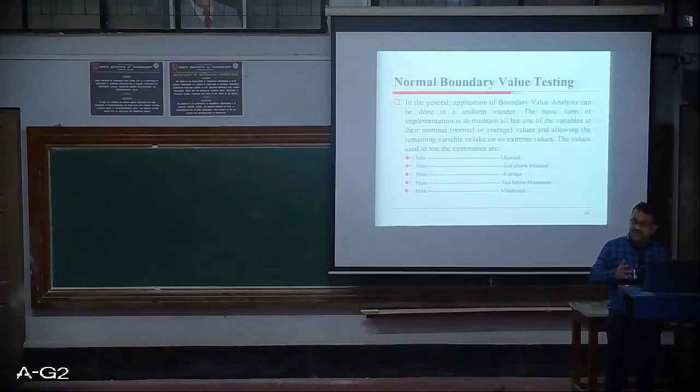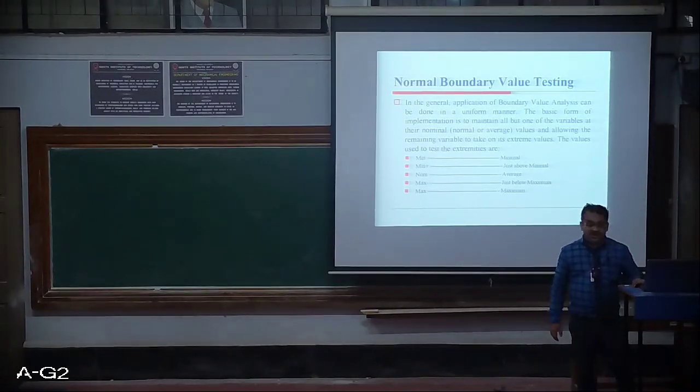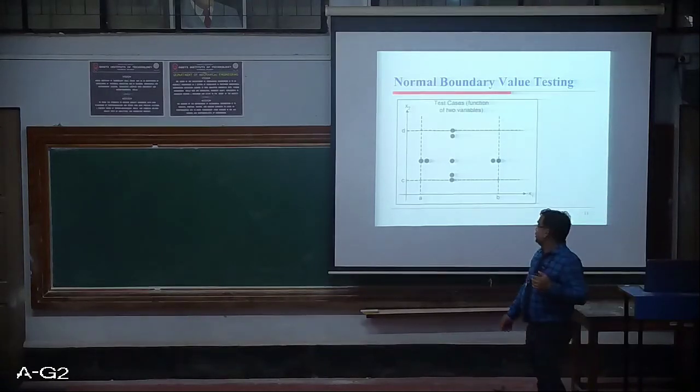What are those valid values? That is the minimum, 1 more than the minimum, the nominal, which may be an average somewhere between the minimum and the maximum, and then the maximum value and one less than the maximum value. So these 5 values in the valid range are what we consider as normal boundary value testing. Graphically you can show this here.